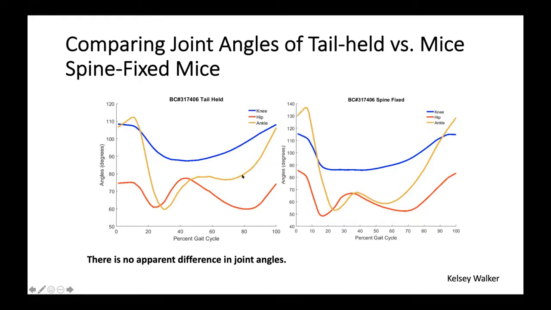But here is one sample of data showing that there's no significant difference between spine fixing and tail fixing the mice as they run on the treadmill.